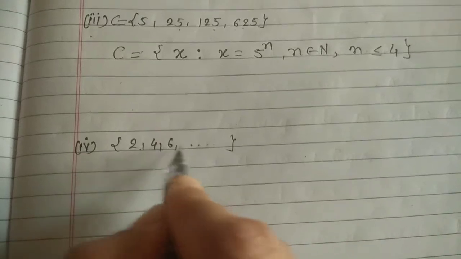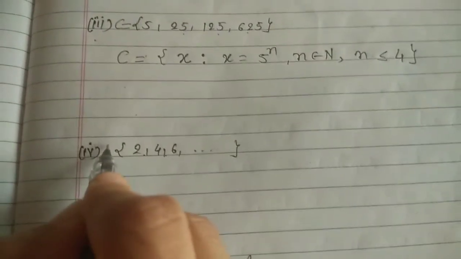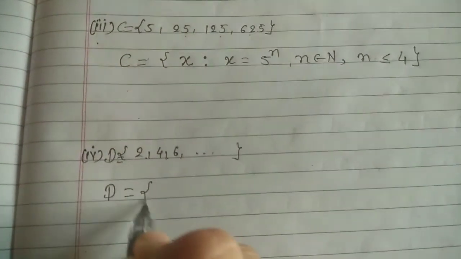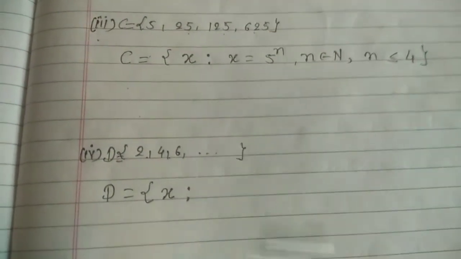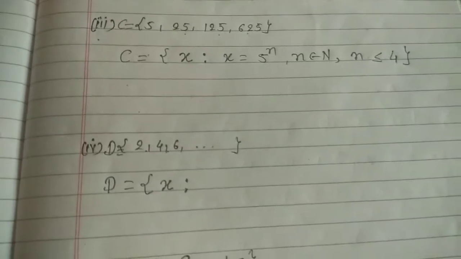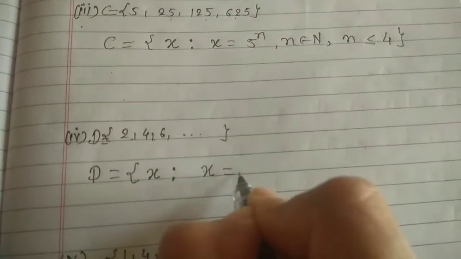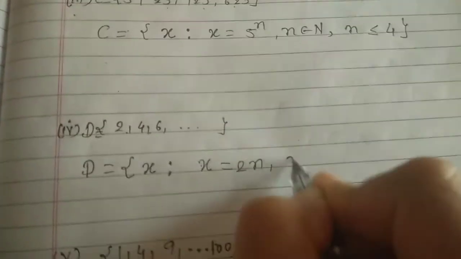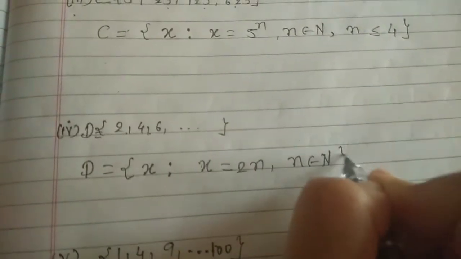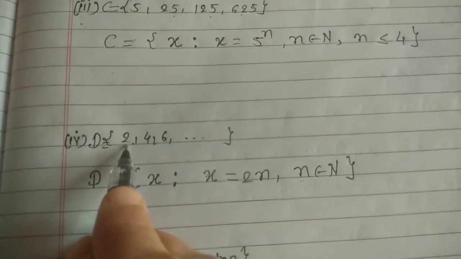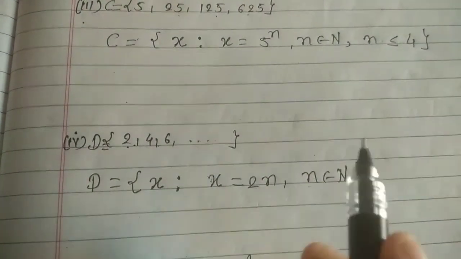Here 2, 4, 6, and so on. So I can denote it by D. So what is your set D if I want to write in the form of x? Yes. So you can write it as x is equal to 2n, where n belongs to capital N. And no limitation on n, because this set is going to be infinite.